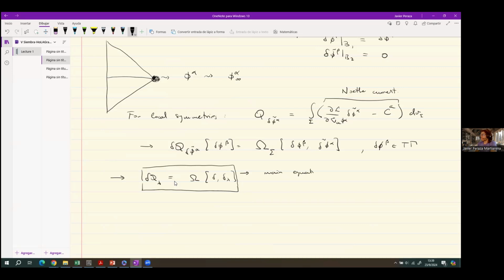So this is the main equation. When we don't know what to do, we ask: can we construct a charge? Can we construct a symplectic form such that they satisfy this equation? If the answer is yes, good, you can construct the extended phase space. If the answer is no, you have to do a little bit more work.